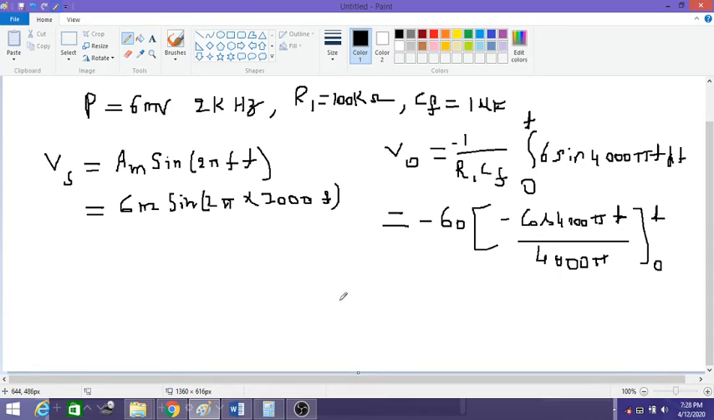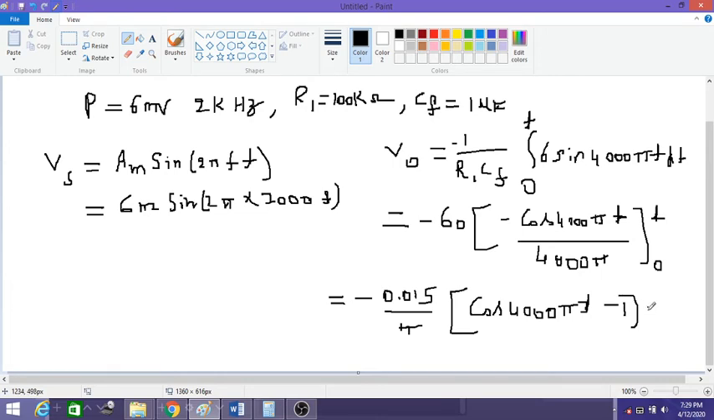Then finally we will get this as minus 0.015 by pi of cos. Now apply the limits 0 and t. So cos 0 we know is 1, therefore we will get cos 4000 pi t minus 1 millivolts. So this is our final output.